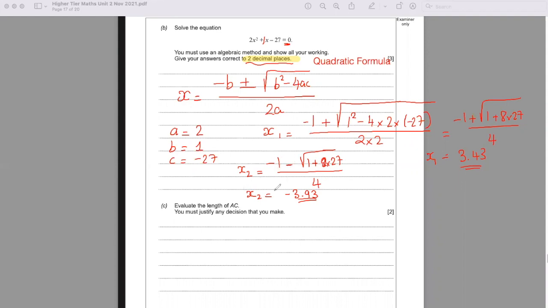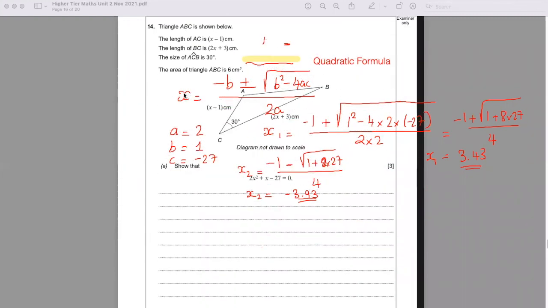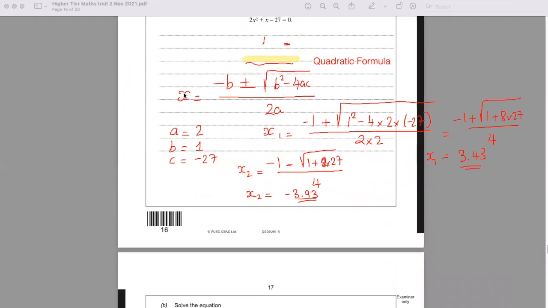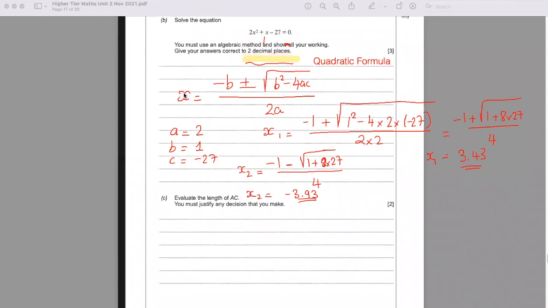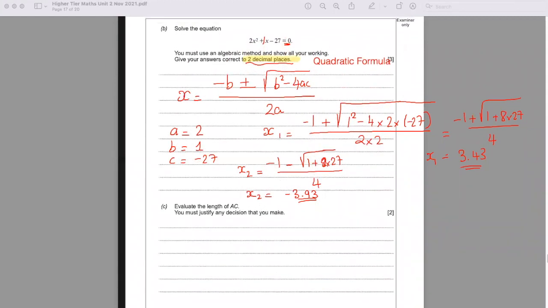Now C, evaluate the length of AC, and you must justify any decision that you make. So let's go back to the length of AC. Your AC is x minus 1. Now, remember, your length has to be positive, so that won't work. So you have to say AC has to be positive, yeah?